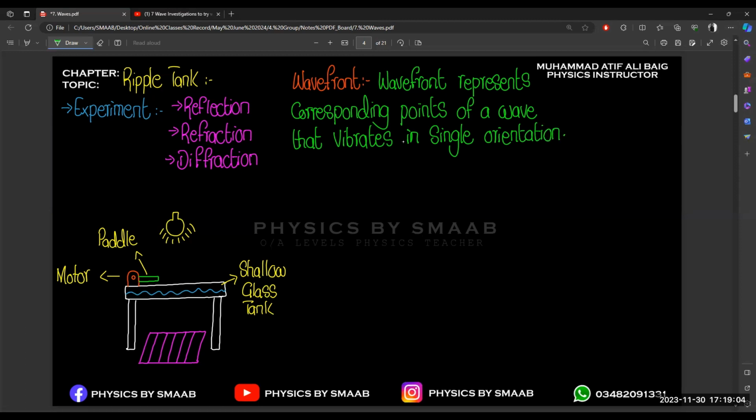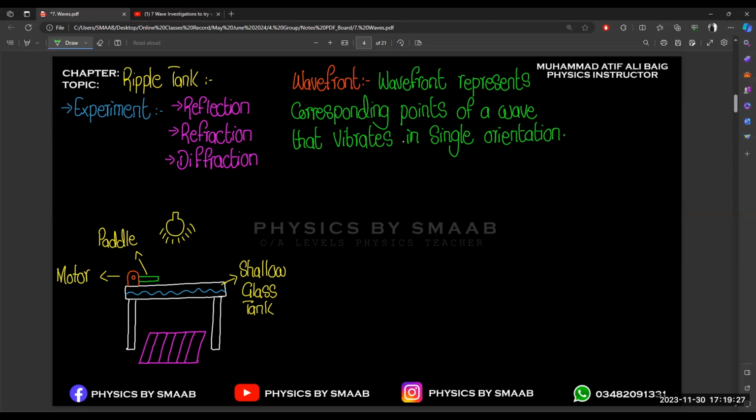So basically, the meaning of the wavefront is we know that particles vibrate perpendicular to the wave direction. So the motion of the particle will be uniform. So all particles vibrate to the crest, then to the trough at the same point, and you will get a uniform line of that single motion. So we use the concept of the wavefront to represent waves.